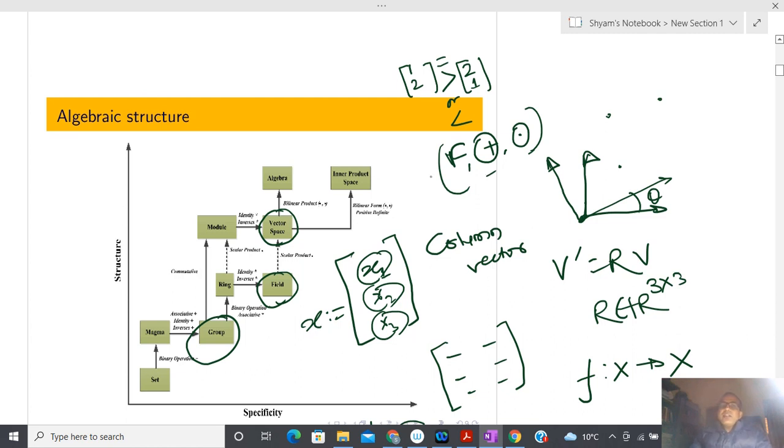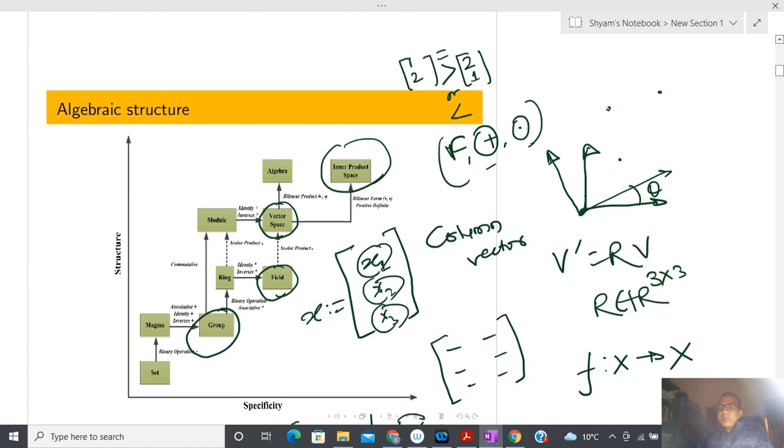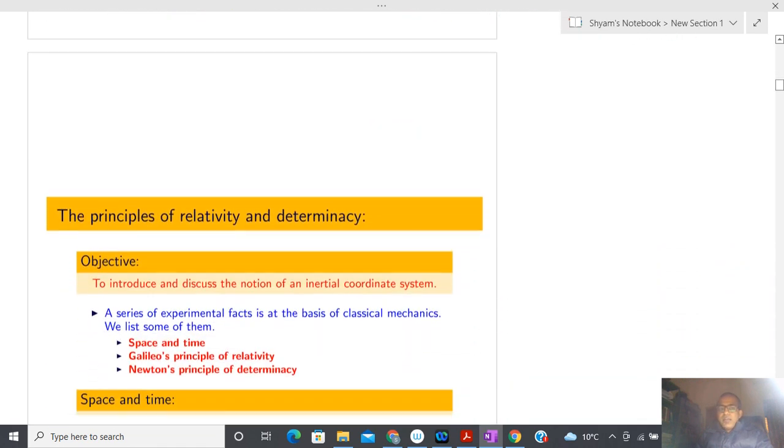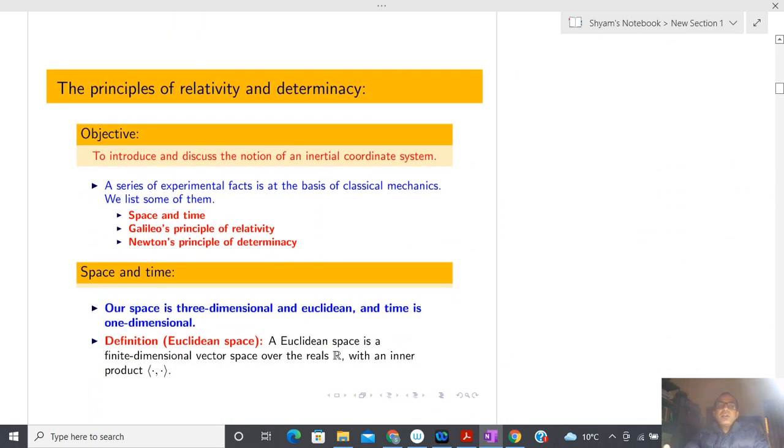And after that you see the inner product space, where we talk about something like a distance notion. So in the vector space and inner product space, now I have to compare something. So I have to map from n dimensional space to one dimensional space, because comparison is only possible in one dimensional space. Okay, so with this tool, we are going to try to understand the principle of relativity and determinacy. Try to understand why calculus became so famous.